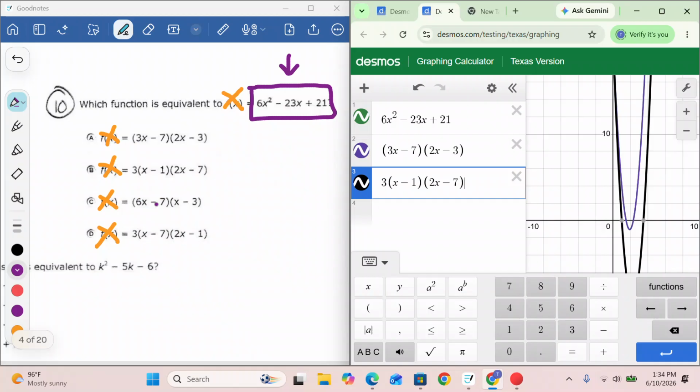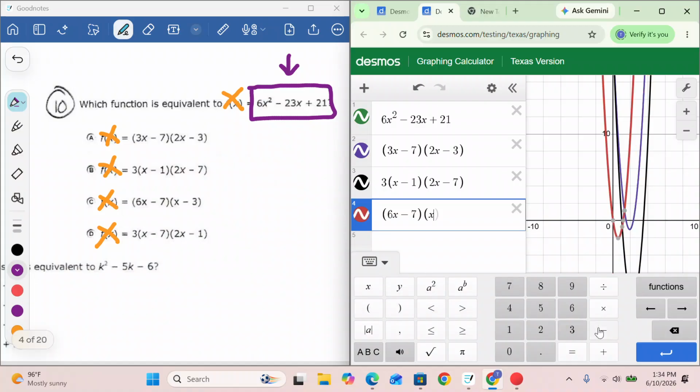And then the third one, I'm going to copy it into 4. So I'm just going to open parentheses, 6x minus 7, closed, open, x minus 3, closed.